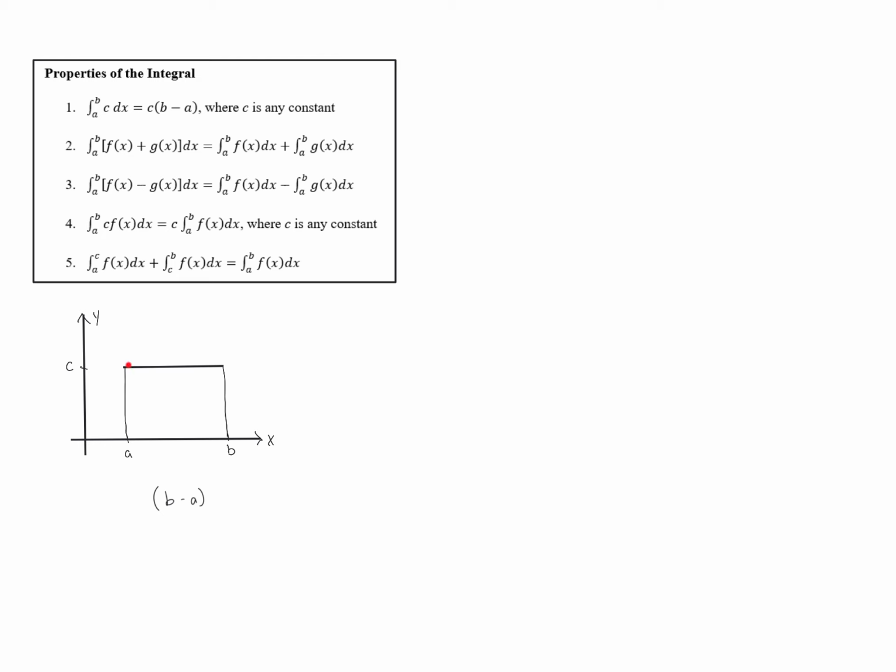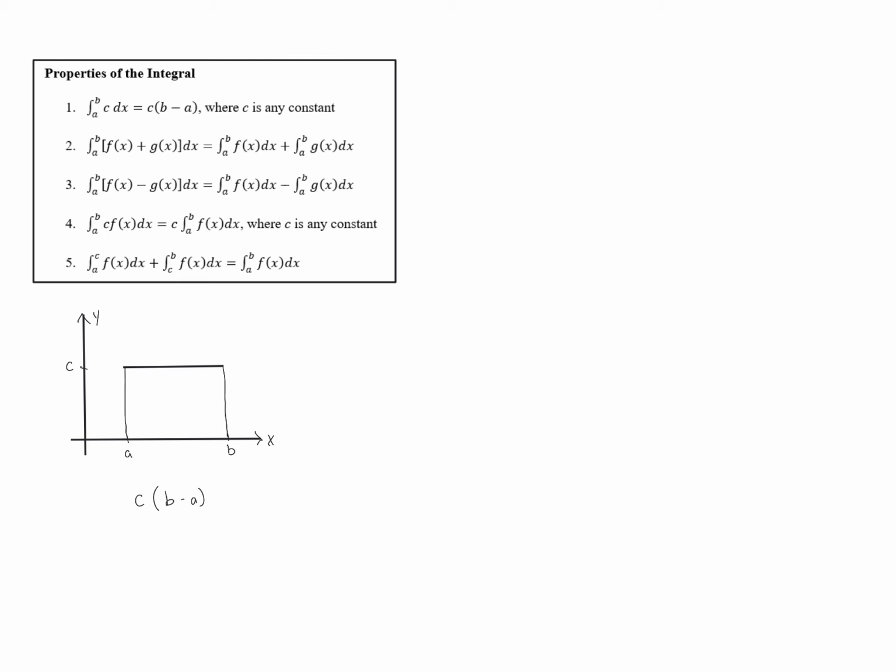And then the height is that constant c. And so in the end, the area, which is base times height, is going to be c times b minus a. And that is exactly the value we have for that integral. So if we ever have a constant function on an interval, when we integrate it, we get that constant times the difference in the limits of integration, because it's a rectangle. It's pretty easy.